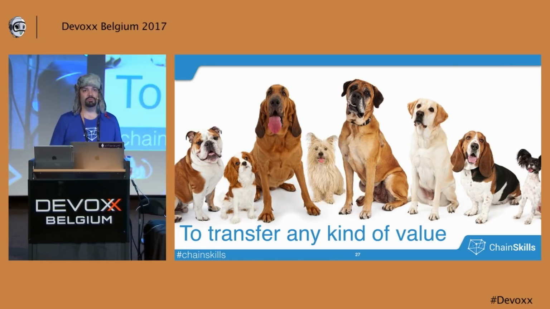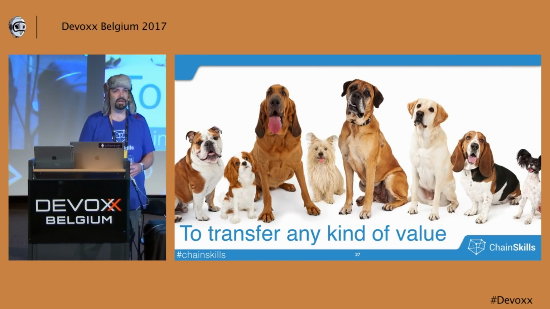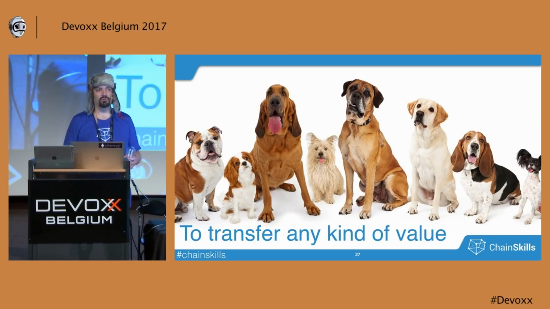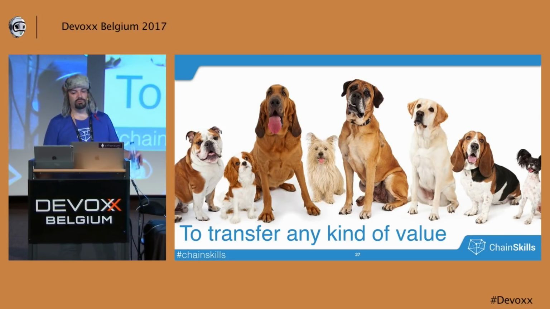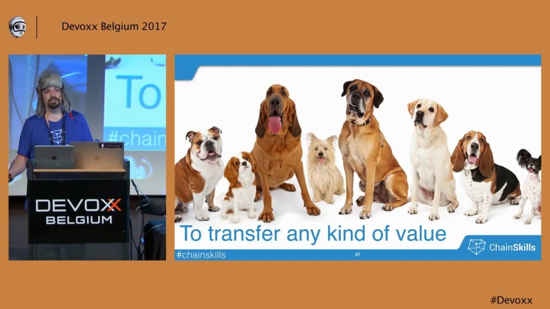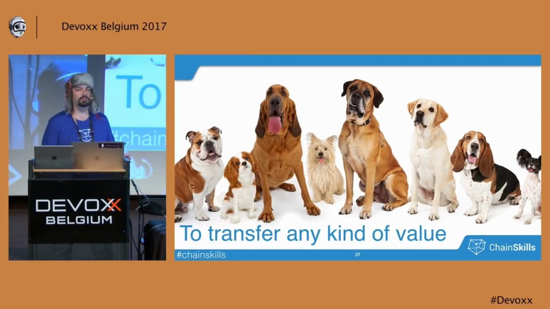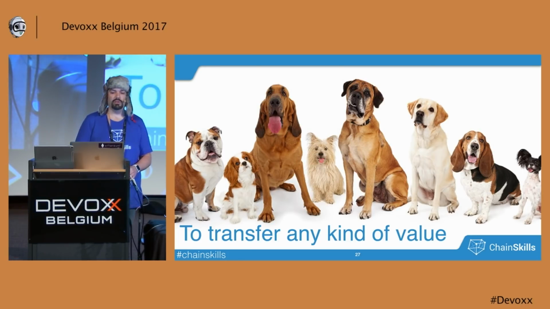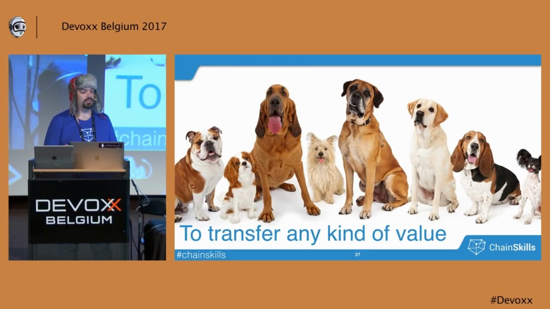And thanks to all that, we can transfer any kind of value, as I said, not just cryptocurrency, but really any kind of value that we can represent. And again, remember that the Bitcoin blockchain was designed as a way to create a monetary system and to transfer currency. That's already a pretty nice achievement. But what we have now with Ethereum is the ability to do much more than that.